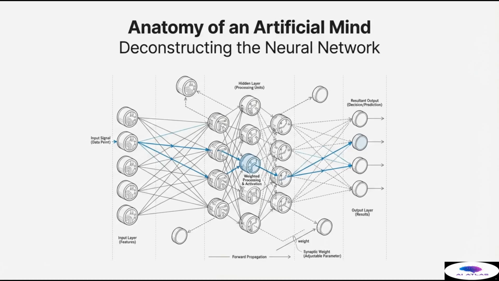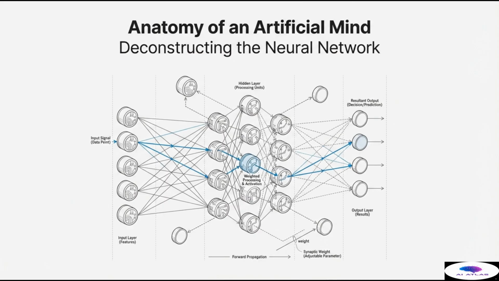Welcome to the anatomy of an artificial mind, where we deconstruct the foundational technology of modern AI, the neural network. At first glance, this diagram looks complex, but it's just a highly organized system of simple mathematical operations. Our journey begins by understanding this structure. At the far left, we have the input layer.